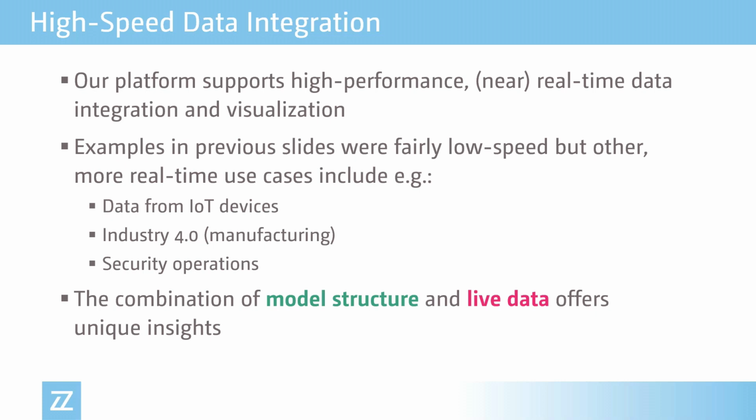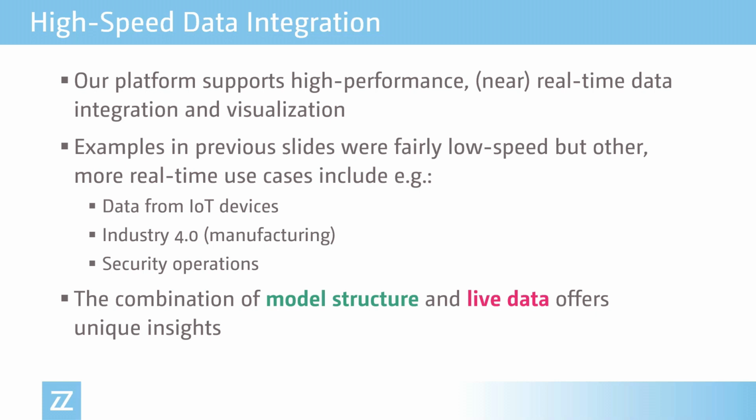The examples I gave in the previous slides are relatively low speed, but some might be quite high speed. Say if you use this for manufacturing or for security operations, you might want to speed up this cycle so that if a security incident happens, you use your model to see how that would propagate, where that might impact, and then take measures in real time to protect that asset that is at risk. So there you also see where the models and the data come together. That's really the uniqueness of this digital twin concept. It's the combination of the model structure and this live data that gives you these unique insights.